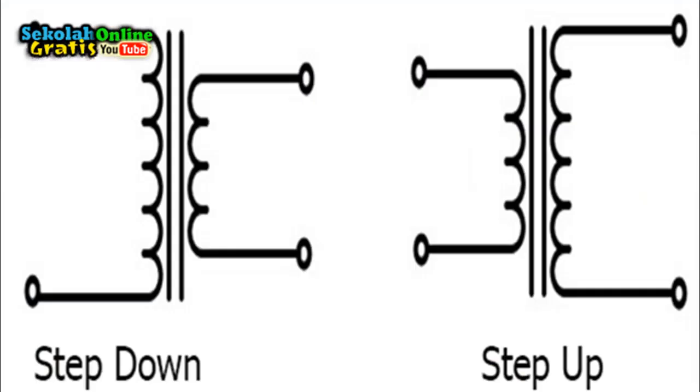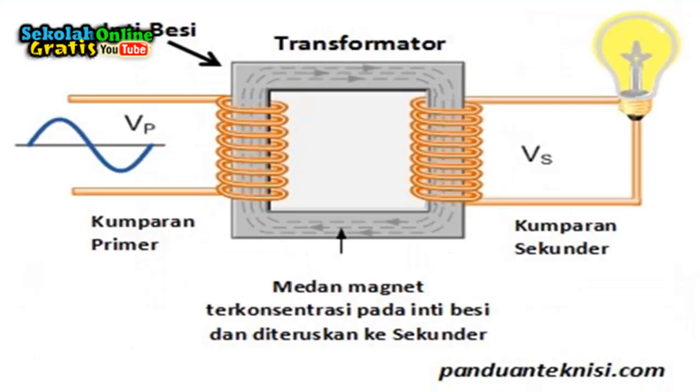A transformer is a device that is used to lower or increase the voltage based on its use. There are two types, namely a step-down transformer to lower the voltage and a step-up transformer to increase the voltage. Here's an illustration. The transformer consists of primary and secondary windings connected using an iron core.